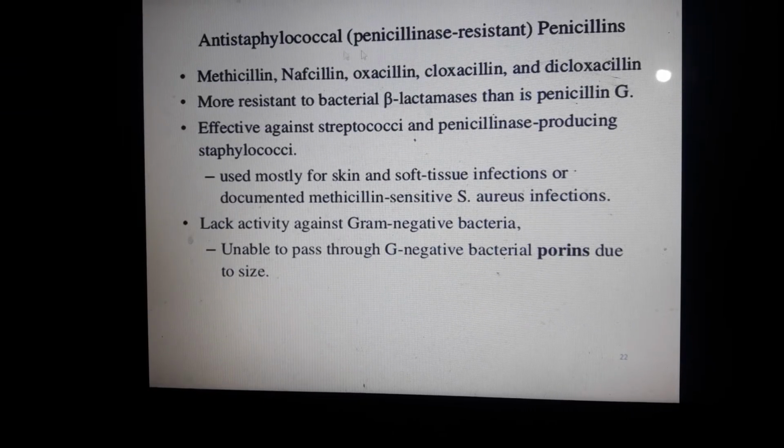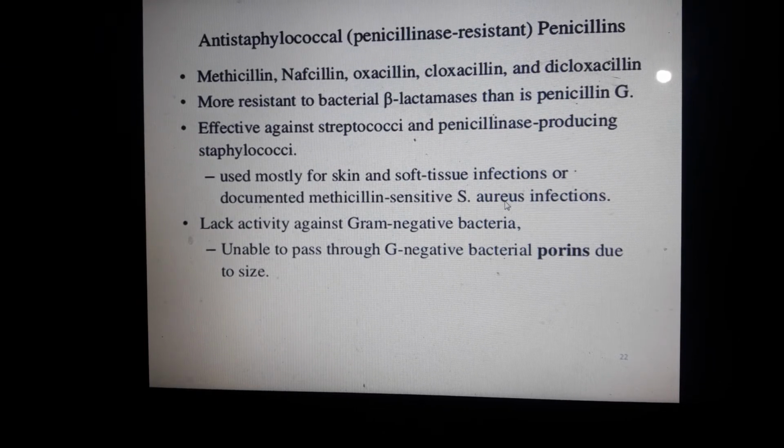So anti-staphylococcal penicillinase-resistant penicillins: we have methicillin, nafcillin, oxacillin, cloxacillin, and ticlofacillin. They are more resistant to bacterial beta-lactamase than penicillin G. Okay, these are the penicillinase-resistant penicillins. Effective against strep and penicillinase-producing staphylococci, used mostly for skin and soft tissue infections, or documented methicillin-sensitive Staphylococcus aureus infections. But they lack activity against gram negative bacteria.